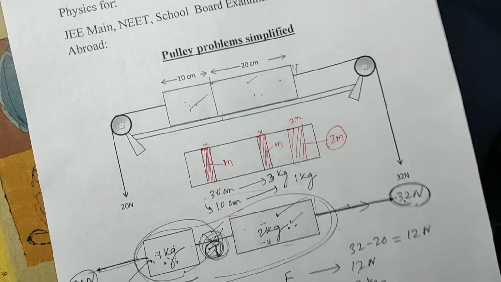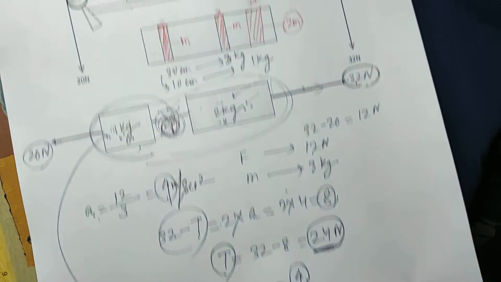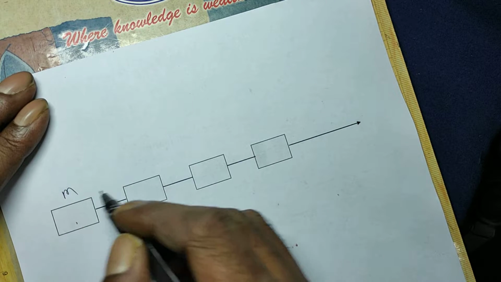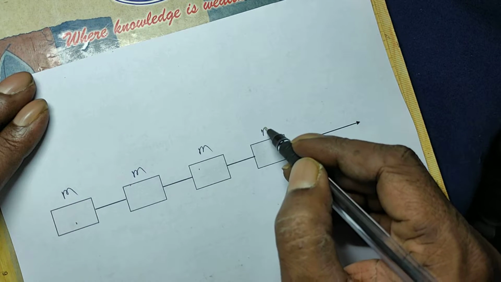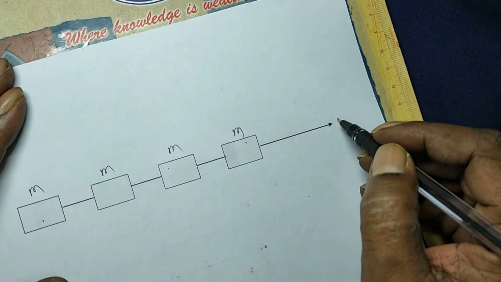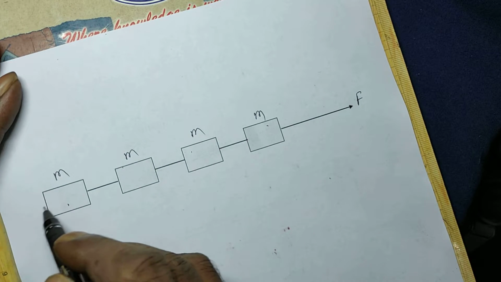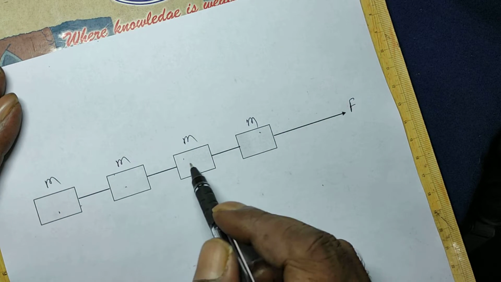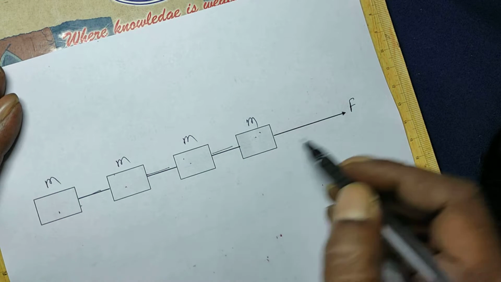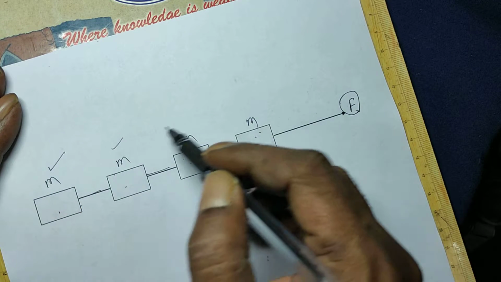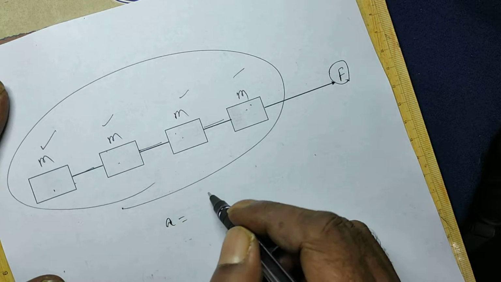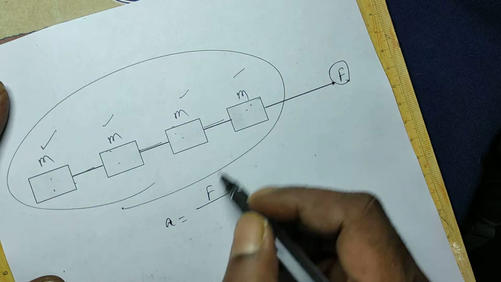Let me do that in a different numerical problem, and I will tell you the shortcut how to do it faster. Look at here. Suppose this mass is M, this mass is M, this mass is M, this mass is also M. You can take them different. And on the right hand side here you are applying a force F. There is no force to this side. So between these 4 masses, here is a massless string. So this F is applied to this mass system. So your acceleration will be net force over total mass, that is 4m.